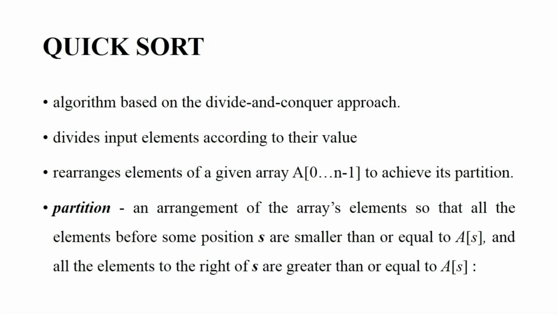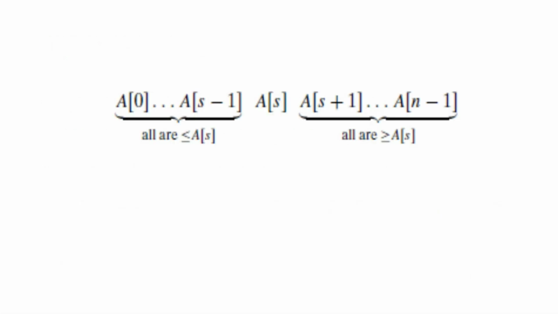So what is the partition? A partition is an arrangement of the array's elements such that all the elements before that partition, which is represented as S, that is, to the left of S, will be lesser than or equal to the element at S, the A of S, and all the elements to the right of S are greater than or equal to A of S. So S is representing the partition. So we have made the partition here. A of S is representing the element which is present at S.